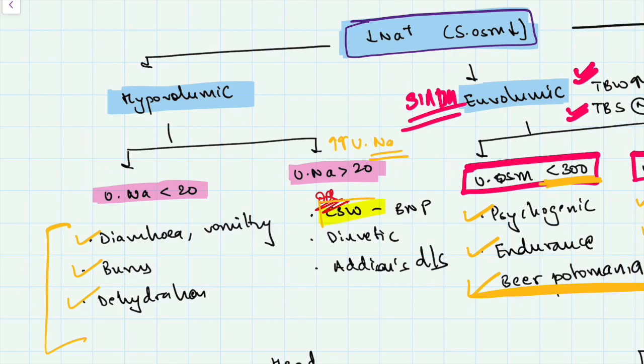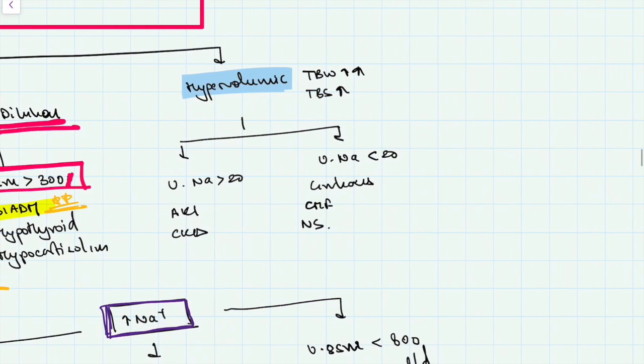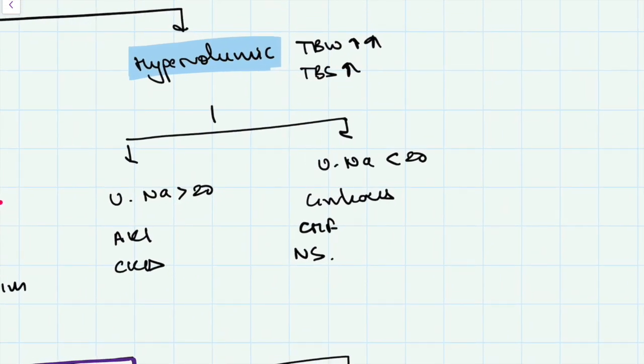So this is a classical case of cerebral salt wasting, where what happens is that there is increased secretion of brain natriuretic peptide leading to increased excretion of sodium. Other causes can be diuretic administration or Addison's disease, right. But the most important cause that you need to remember in hypovolumic is cerebral salt wasting, while in euvolumic is SIADH.